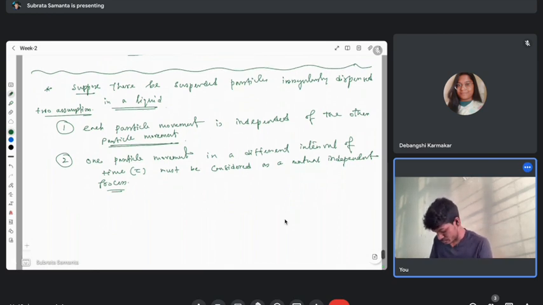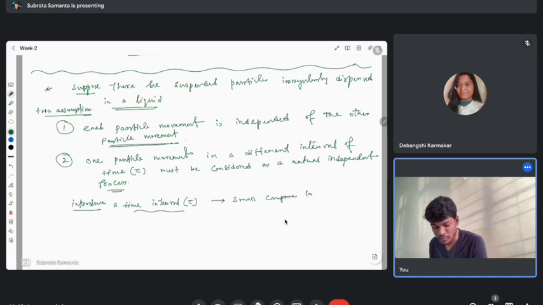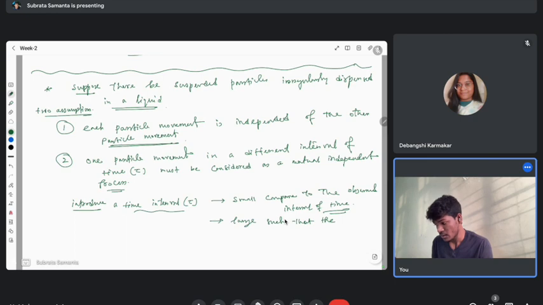So we have introduced a time interval tau. It is small compared to the observed interval of time, and large such that the motions executed by the particle in two intervals of time are considered mutually independent.